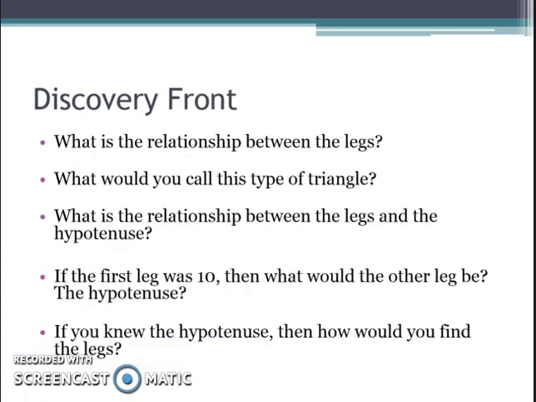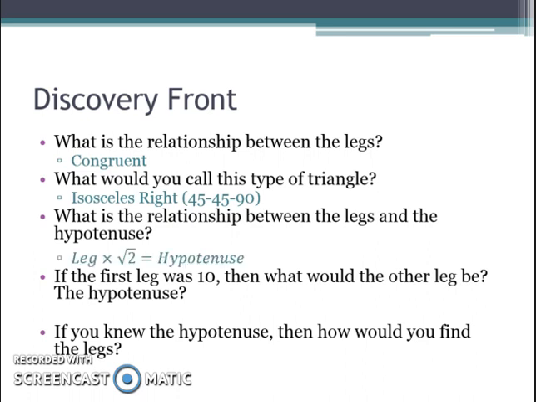Now that we're back, we're going to discuss the actual answers to the discovery and what you should have figured out. First, on the 45, 45, 90, the relationship between the legs is that they're the same, they're congruent. We would call this an isosceles right triangle, or 45, 45, 90 is how we're going to always say it. The relationship between the legs and the hypotenuse is that the hypotenuse is really just the leg times the square root of 2. So if the leg was 10, then the other leg would also be 10, and the hypotenuse would be 10 square root of 2.